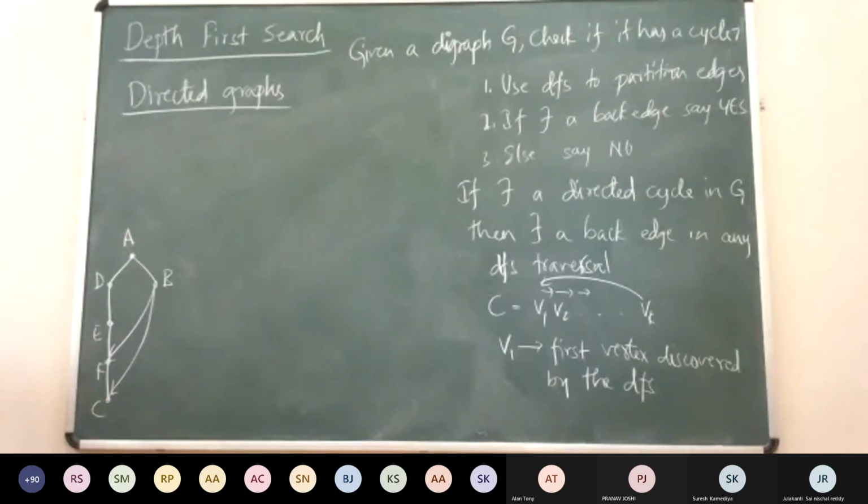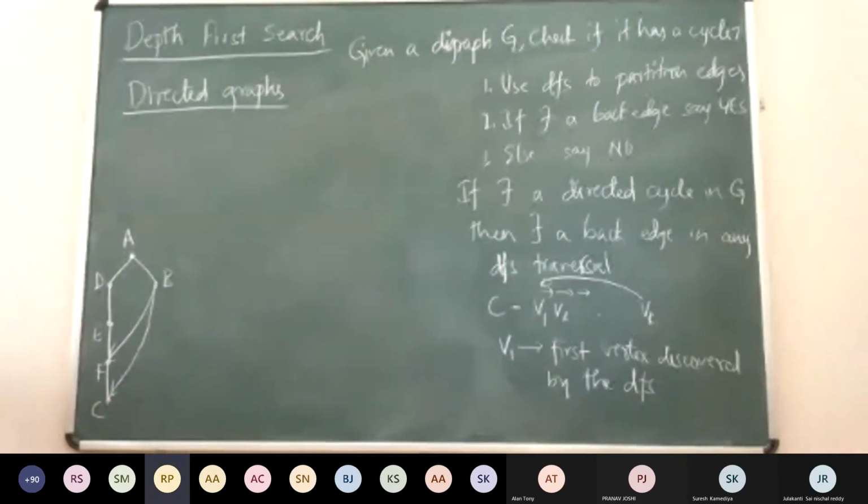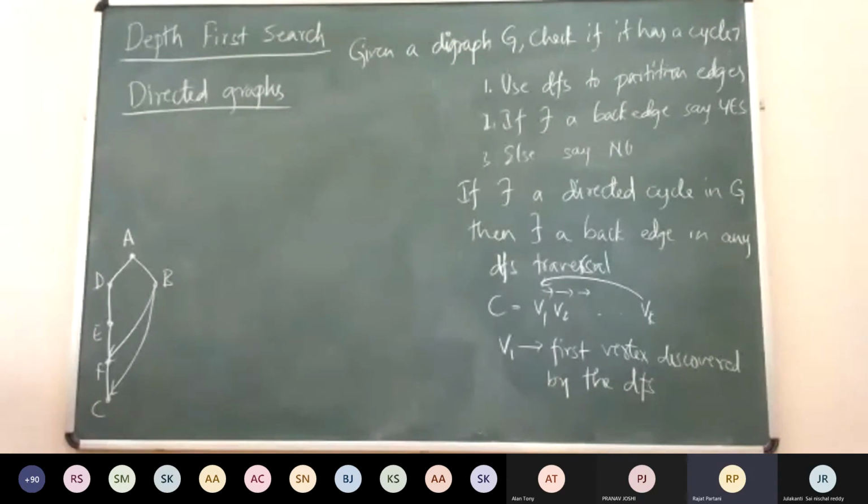Sir, let us assume that if we are taking the particular Vi to be the first edge discovered in the cycle, then it has to be V1, yeah, V1, sir. If it is the first vertex discovered in the cycle, then the whole cycle should be in the same tree.